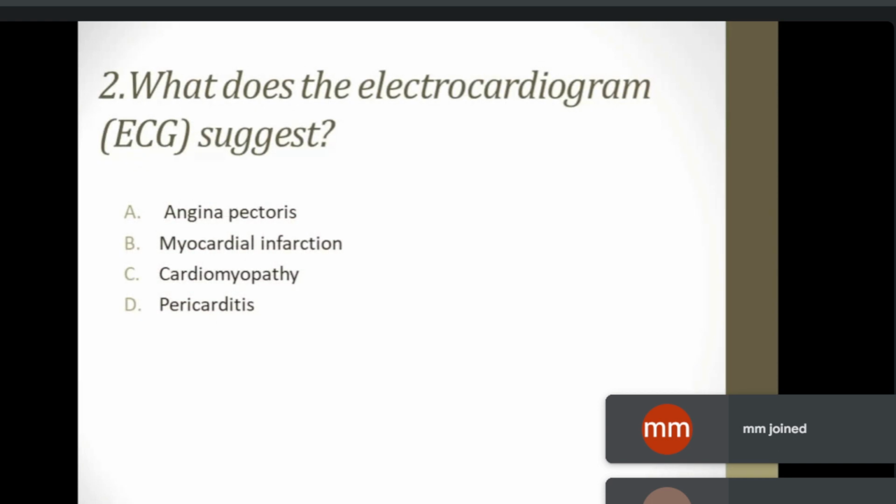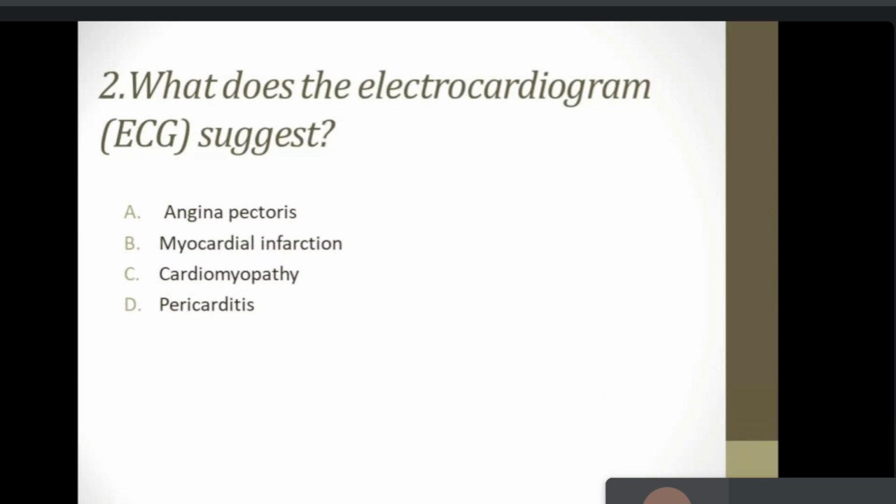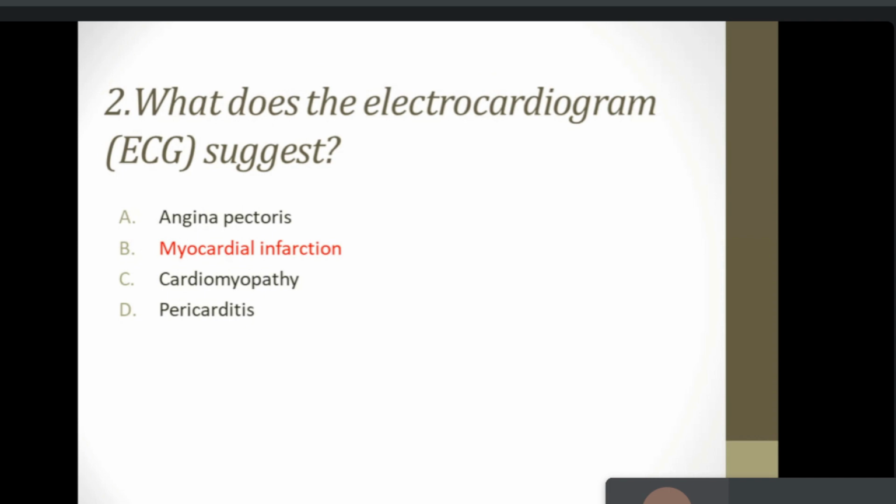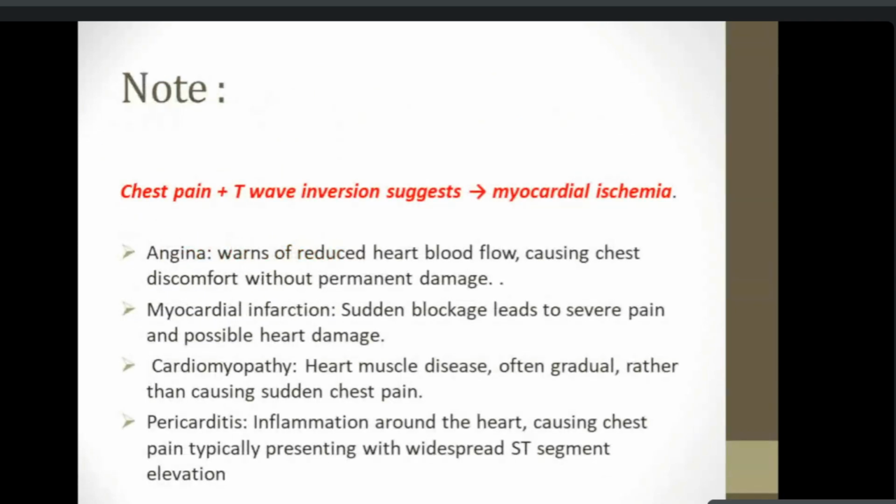So the correct answer, exactly, is B, myocardial infarction, because we have chest pain, and in the electrocardiogram we have T-wave inversion. So we suggest myocardial ischemia. I made some notes on the other diagnoses, on why we didn't mark them correct also.